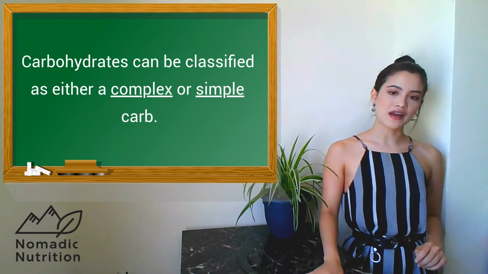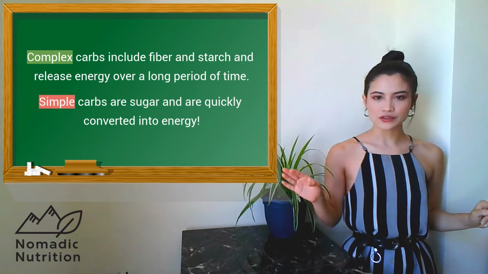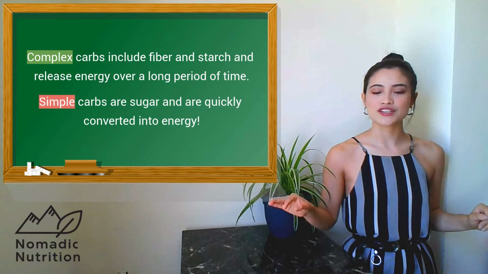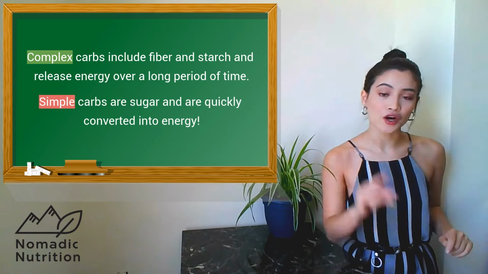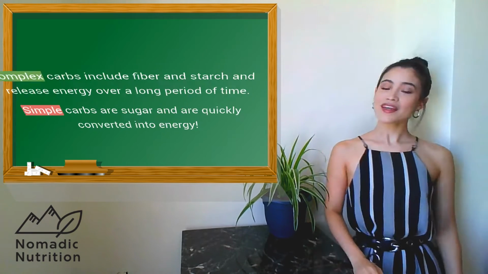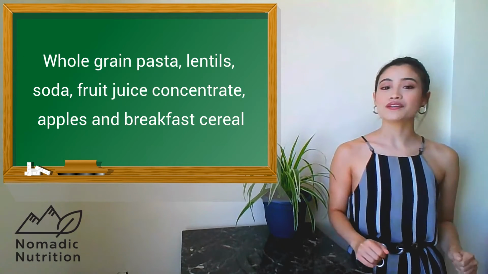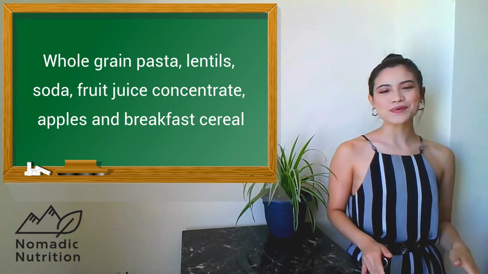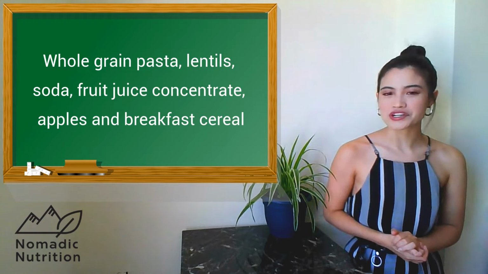Carbohydrates can be classified as either a complex or simple carb. Complex carbs include fiber and starch and release energy over a long period of time, and simple carbs are sugar and are quickly converted into energy. Examples include whole grain pasta, lentils, soda, fruit juice concentrate, apples, and cereal. Can you guess which ones are simple and which are complex?